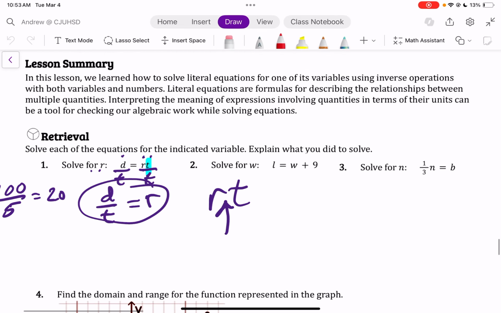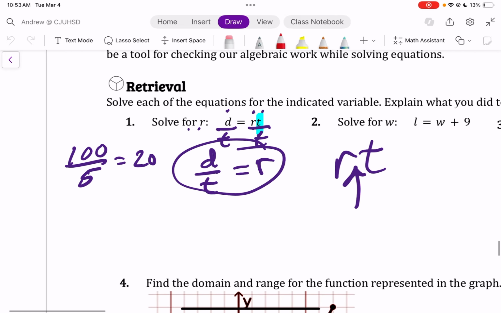Here's one other equation that we looked at really briefly. The D equals RT equation. That means distance equals rate times time. We can solve that for R by simply dividing by T. And that gives us R, which is basically speed. The speed is distance divided by time. So just as a quick example, if you went 100 miles and it took you 5 hours to do it, you would only be going 20 miles per hour.